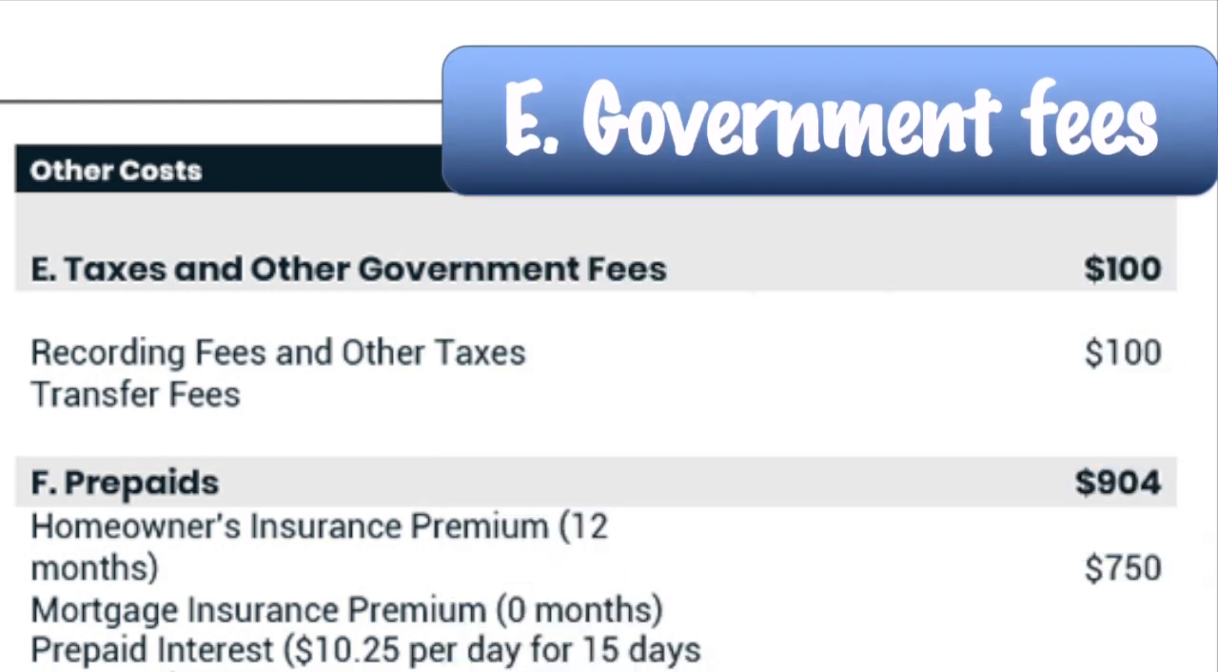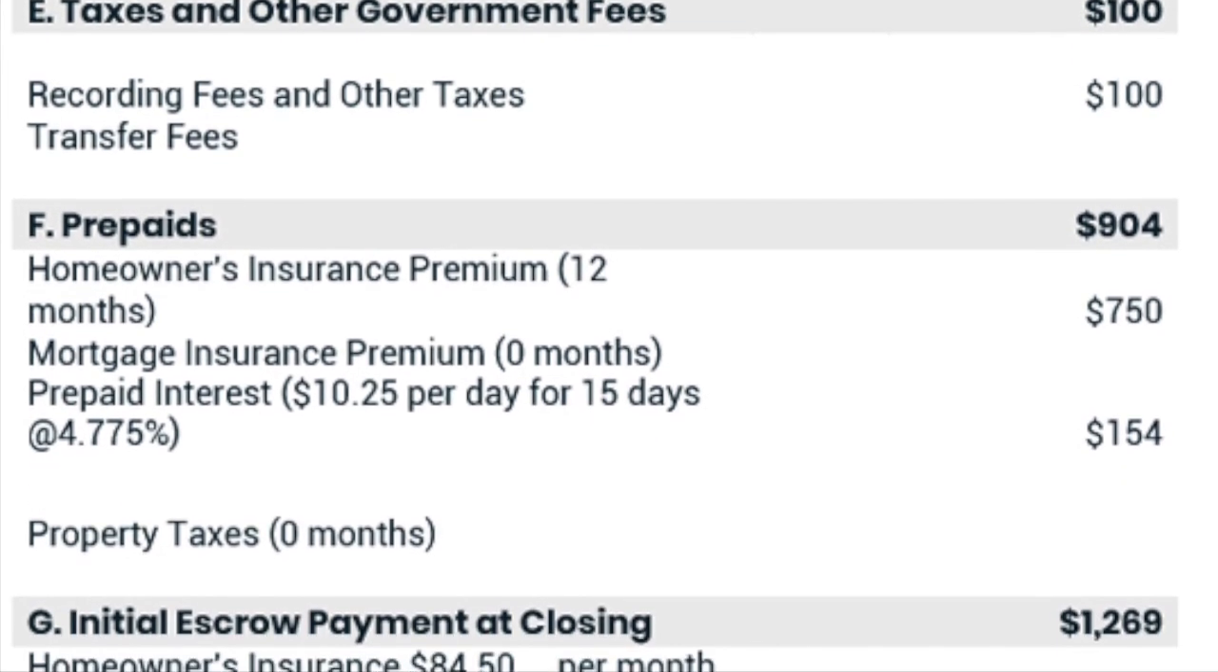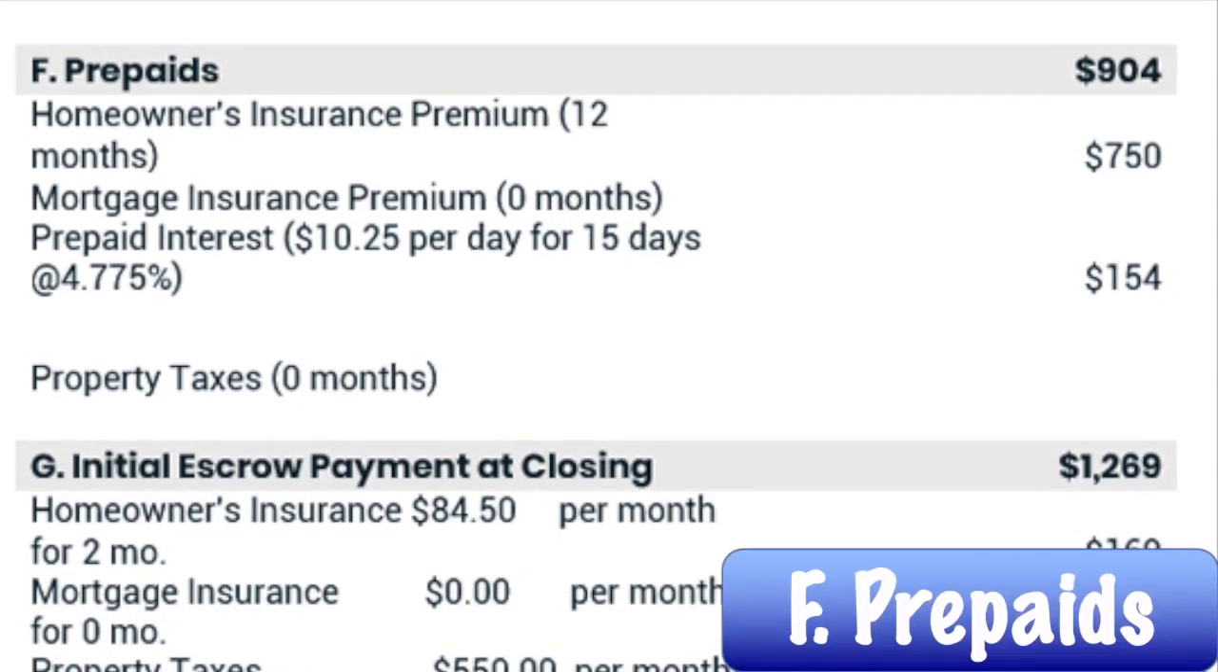Next, we have other escrow costs. Like Section E, taxes and other government fees are determined by your local government. This is going to be the same regardless of who the title company or the lender is. Next, there are prepaids. These are things like homeowner's insurance, mortgage insurance, and property tax that you eventually will need to pay for anyways, but lenders usually like you to pay some of it up front. Some lenders require 2 months, others require an entire year's worth. Again, these are fees that you will eventually need to pay for anyways. What differs between lenders is how much of it they want you to pay up front.